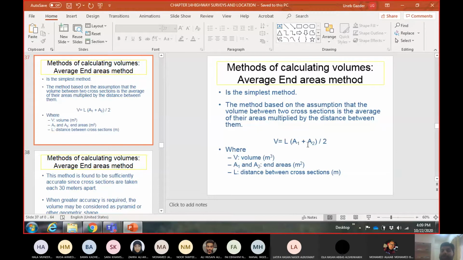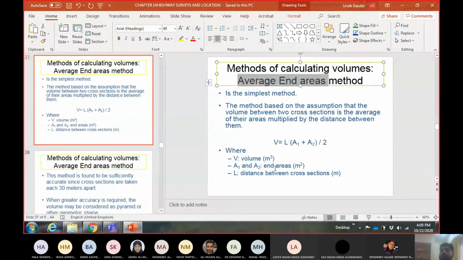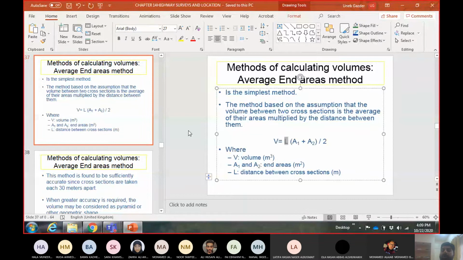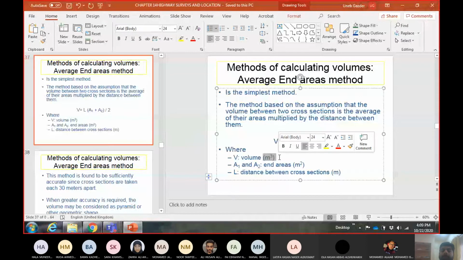Why do we call it average end area? Because A1 is at one end, A2 is at the other end, and you are doing (A1 plus A2) upon 2. So basically you are taking the average of the end areas and then you multiply with the length. That's why we call it the average end area method. Now if L is in meters and A1 and A2 are in square meters, you will get the answer in cubic meters, which is no problem: square meter multiplied by meter gives cubic meters.